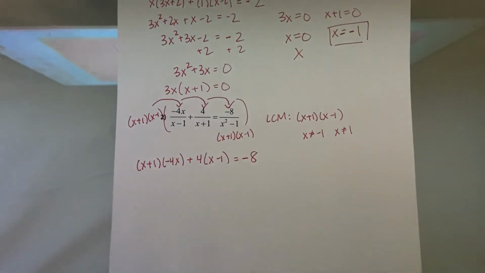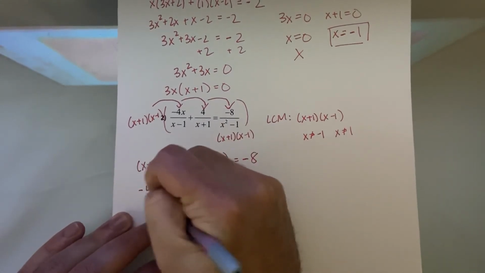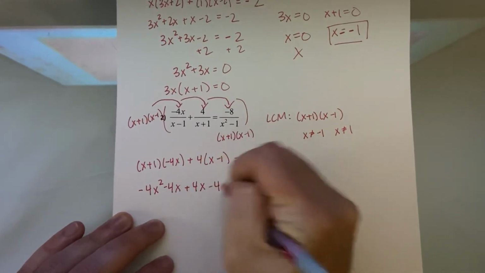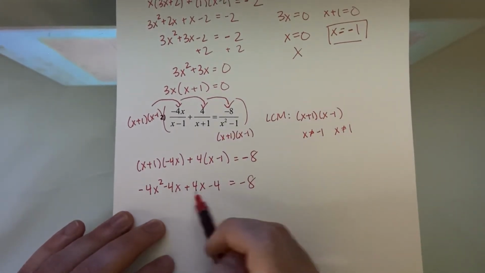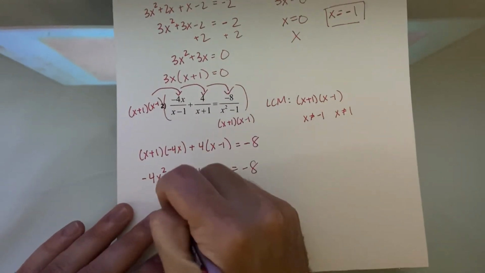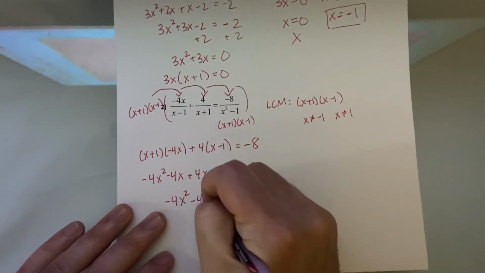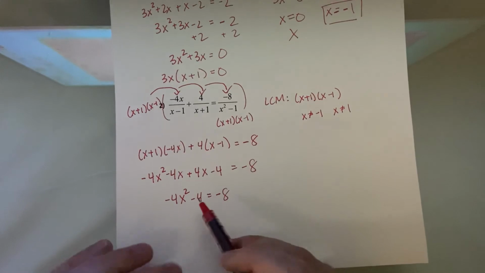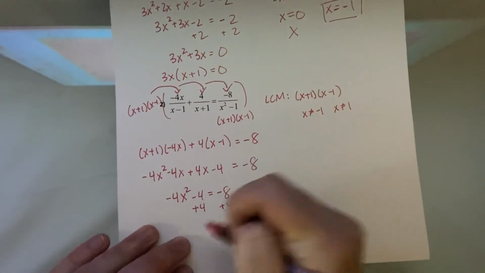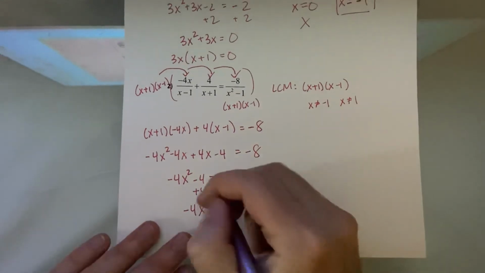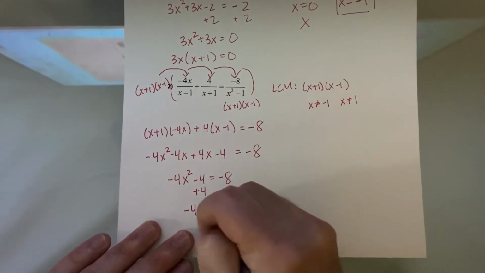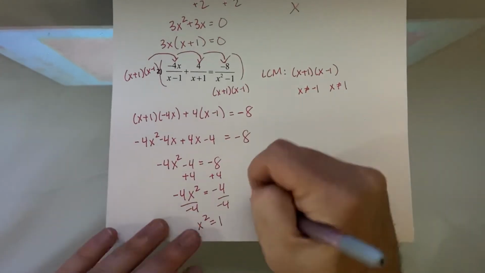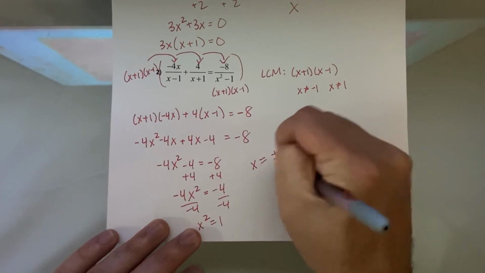When I distribute, I get negative 4x squared minus 4x plus 4x minus 4 equals negative 8. Looks like my middle terms cancel. Negative 4x squared minus 4 equals negative 8. Even though this is quadratic, because there's no x term, I can add 4 to the other side. I can use the square root rule. Negative 4x squared equals negative 4, divide by negative 4. We get x squared equals 1. When we take the square root, that means x is equal to plus or minus 1.